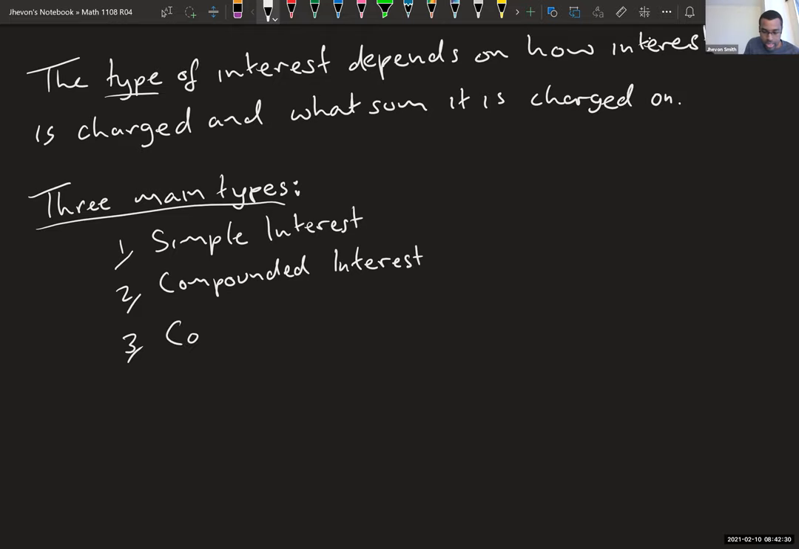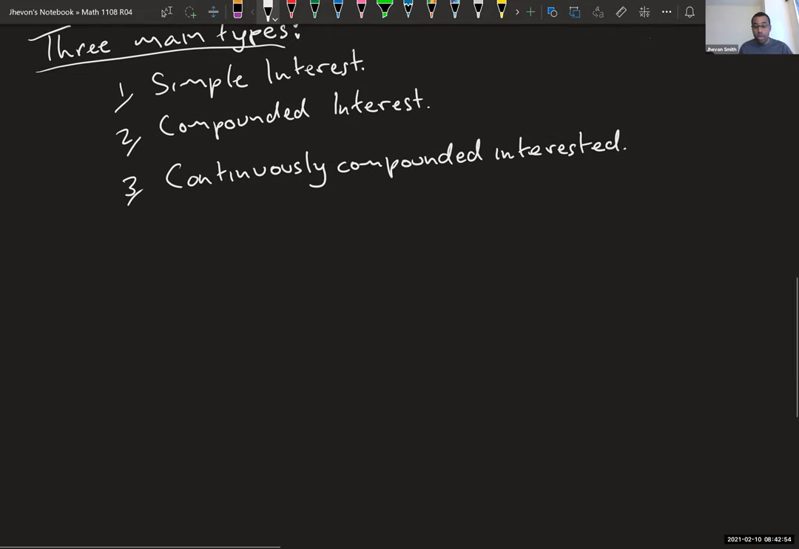This is called continuously compounded interest. But as you'll see, it's something that we can't actually do in reality, unless we just literally plug in a math formula and use it that way. It's very important for us to understand that for theoretical reasons. And I guess I'll talk about that when we get there. Okay, so we're going to talk about all three types. So let's start with simple interest.